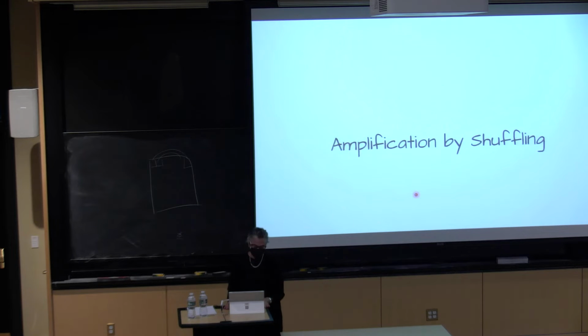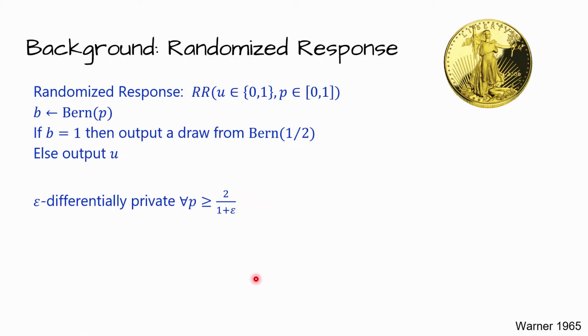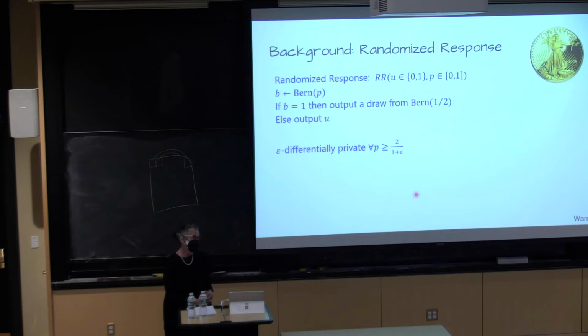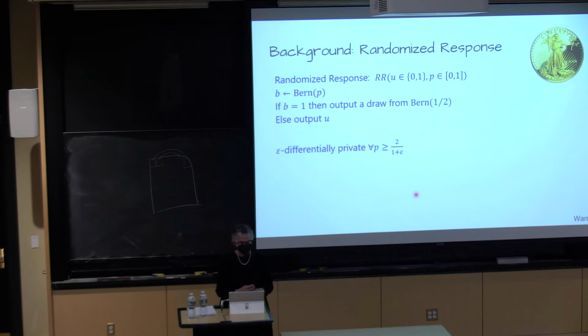The next is amplification by shuffling. So let's take a step back and look at a really old algorithm due to Stanley Warner. So this was designed to allow people to answer surveys about embarrassing or illegal activities in a way that provided some deniability. But I've made it just a little bit more general. So the way it works is this.